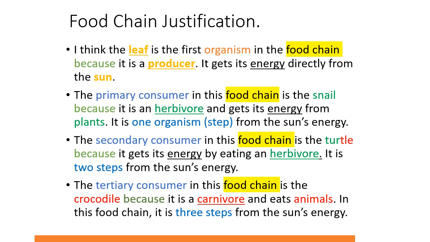The secondary consumer in this food chain is the turtle because it gets its energy by eating an herbivore. It is two steps from the sun's energy. And finally, the tertiary consumer in this food chain is the crocodile because it is a carnivore and eats animals. In this food chain, it is three steps from the sun's energy.